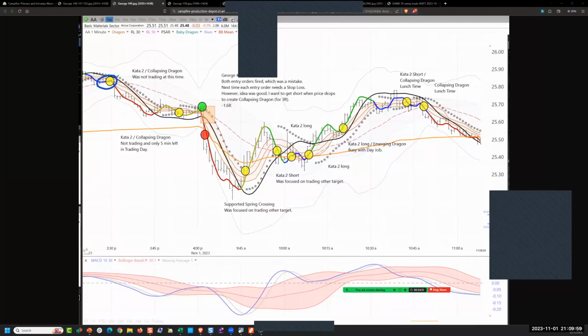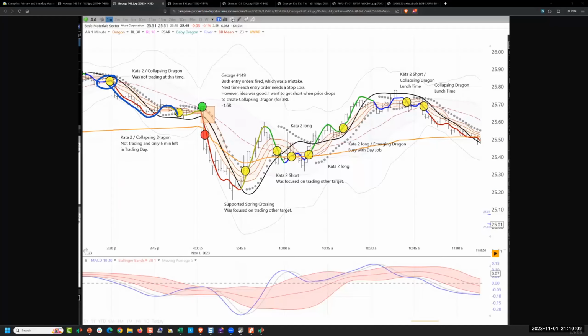Yeah, collapsing dragon. Yep. Second collapsing dragon. This one is nothing. It's not a pattern. Trying to figure out what you're looking at there. Really, if you want to see it break above that Bollinger Band pinch, so that's kind of premature.